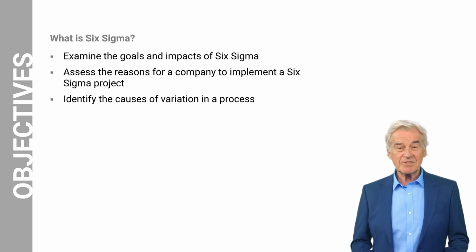Upon completion of this lesson, learners will be able to examine the goals and impacts of Six Sigma, assess the reasons for a company to implement a Six Sigma project, and identify the causes of variation in a process.